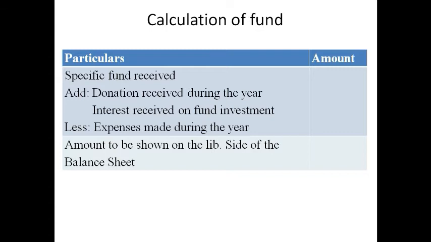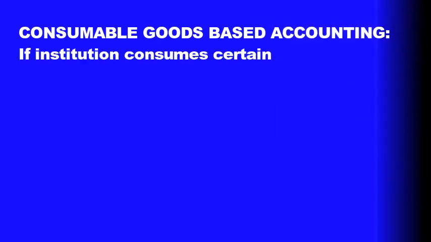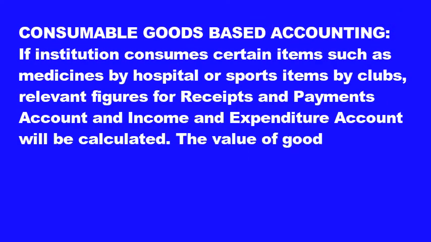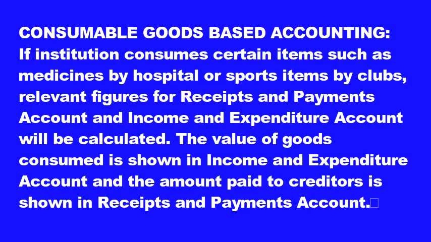Okay, now suppose the specific fund exceeds the expense, the difference will go to the liability side of the balance sheet. Normally the fund exceeds the expenses by a very small, not big amount. The third one is consumable goods based accounting. Now what are consumable goods?